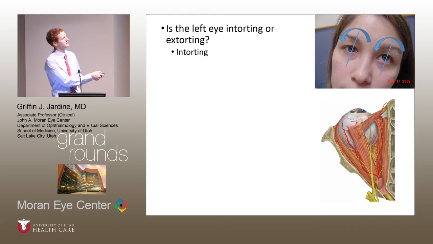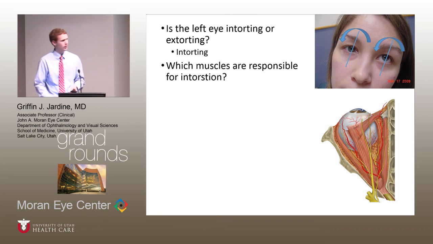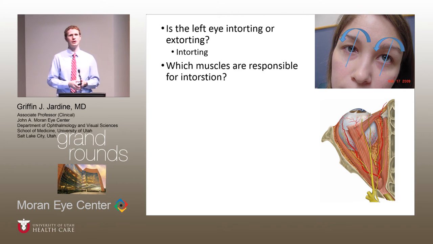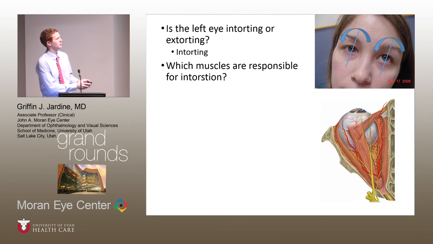In left head tilt, that left eye is trying to intort and the right eye excyclotort. And incyclotorsion involves, obviously, the majority of which is the superior oblique. Does anybody remember what other muscle is responsible for intorsion? SIN RAD? Superior rectus. Yeah, perfect. So the superior rectus has intorsion as one of its secondary functions, and then the superior oblique. But if the superior oblique is not firing, or at least is imbalanced compared to the superior rectus, what's going to happen to that eye as it tries to intort?